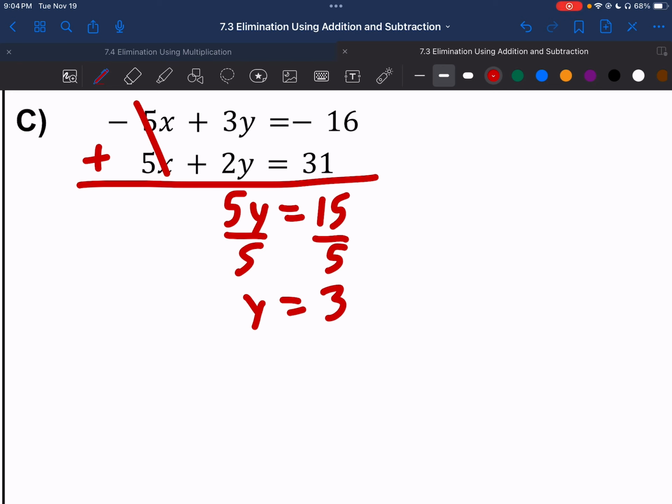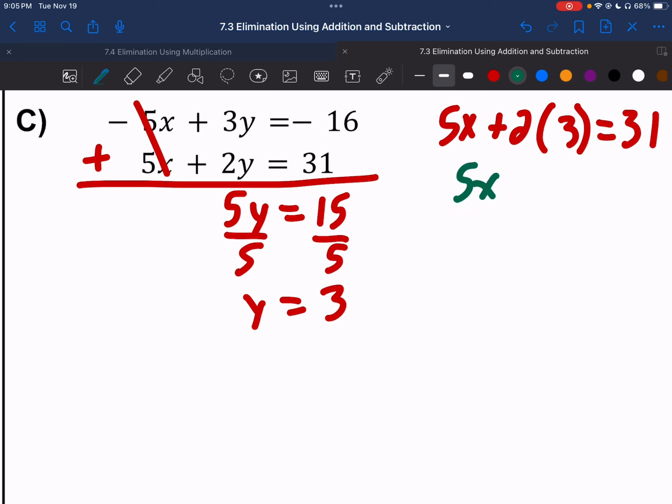Now we substitute that back in. We have 5x plus 2 times 3 is equal to 31. Why did I pick this one? I picked it because everything was positive. It doesn't really matter. You'll get the same answer no matter which way you approach it.